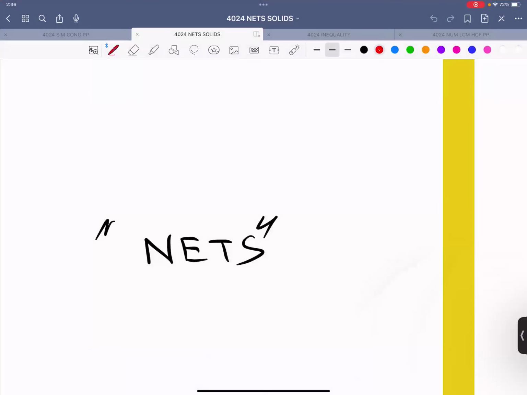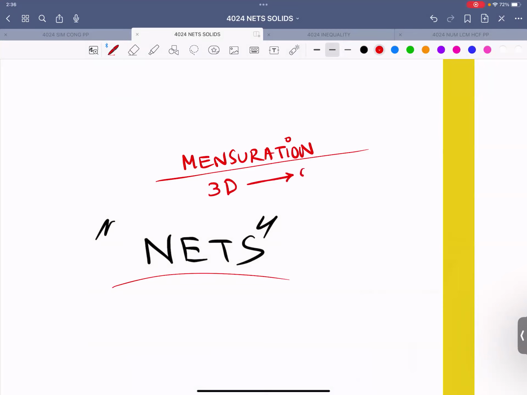Recording in progress. Now let's start with the concept of nets of solids. This falls under the category of mensuration. So basically, we have a 3D object and we open it up, and we have all the faces that are visible, and we can count the vertices, we can calculate the areas and so on. So nets is about this thing, which is mensuration. So that's the official definition.